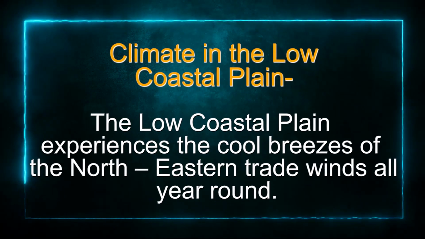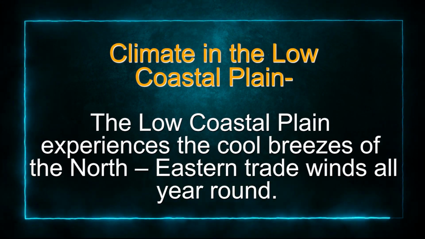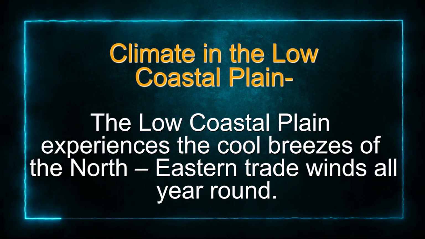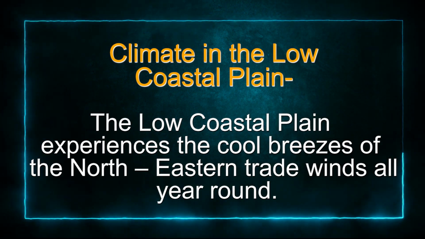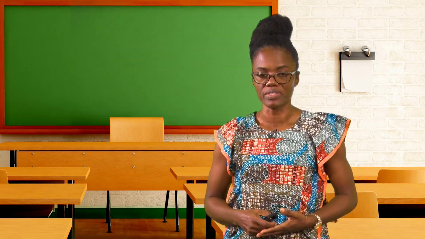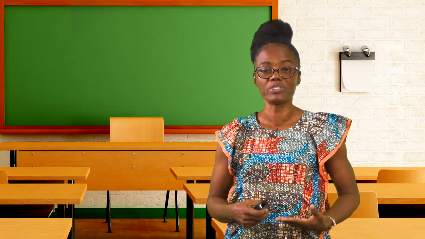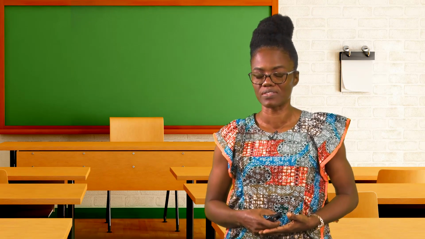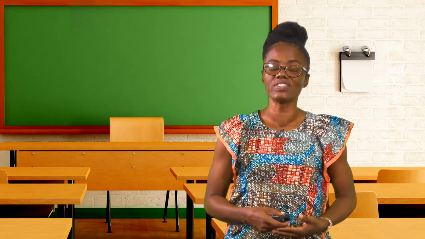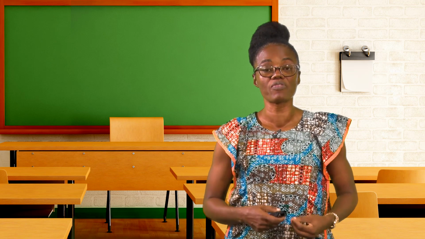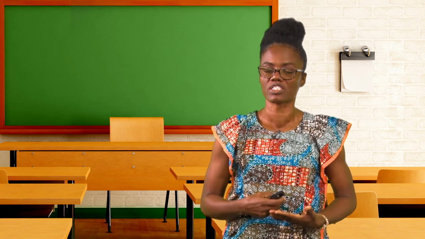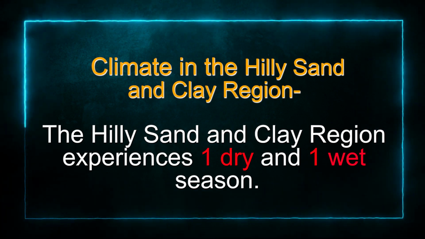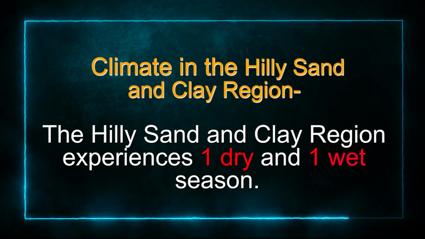Other patterns. The low coastal plain experiences the cool breezes of the northeastern trade winds. And this happens all year round. So the low coastal plain experiences the cooling breezes of the northeastern trade winds. Next, we will look at the hilly sand and clay region and the type of climate that region experiences. The hilly sand and clay region experiences one dry and one wet season.